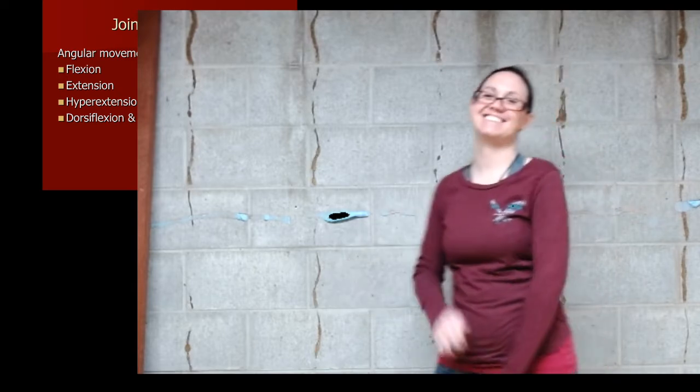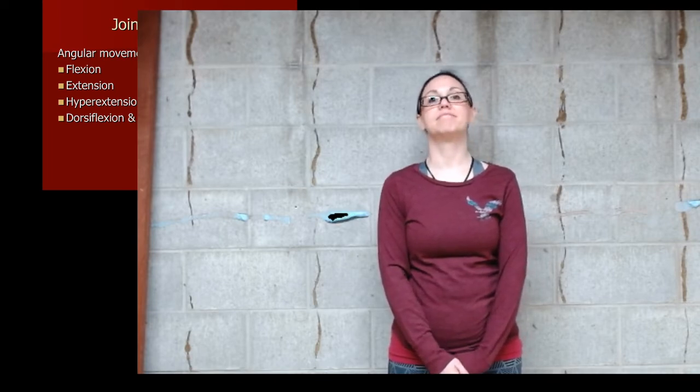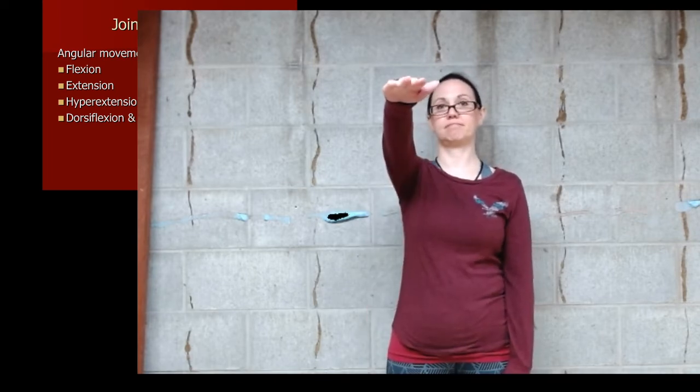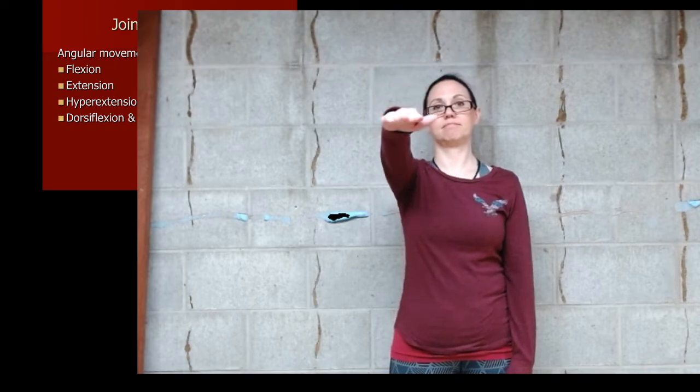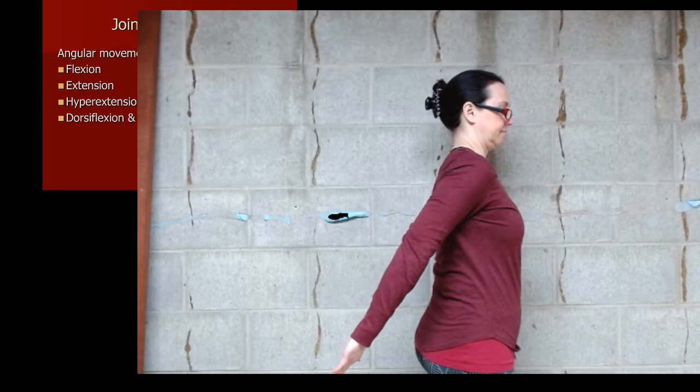Okay, moving on. Can we do flexion of the arm, the brachial region? Flexion of the arm, please. That's flexion. Now extension. You may have to turn sideways to demonstrate extension. There you go. Now back facing me again.